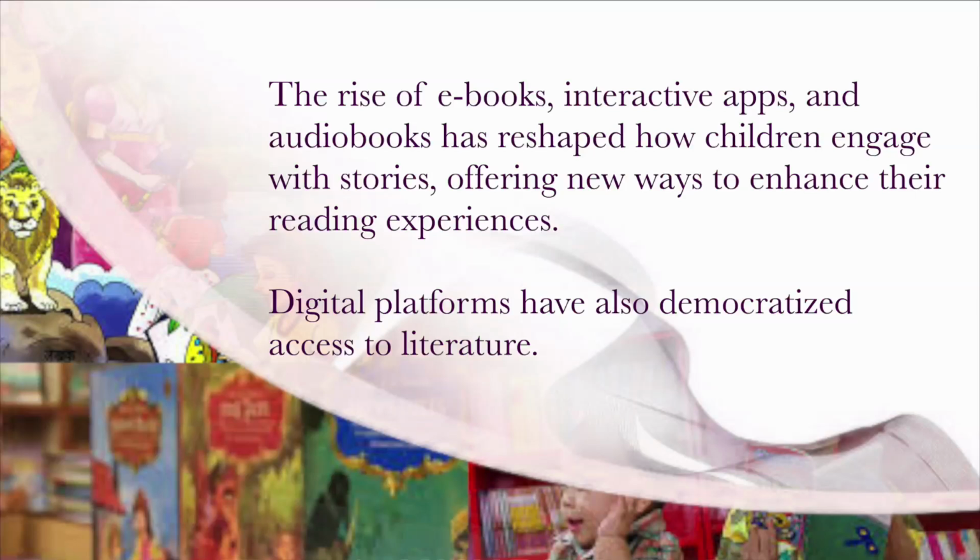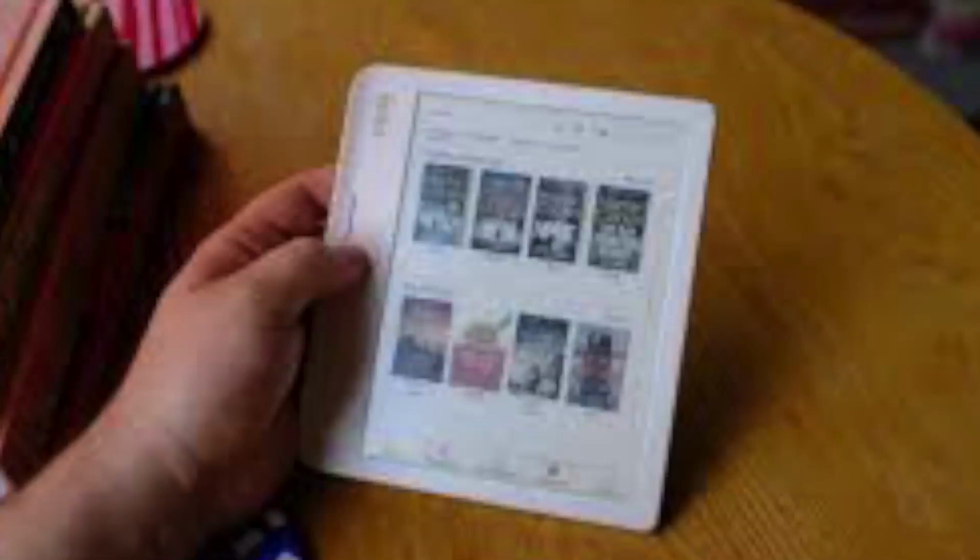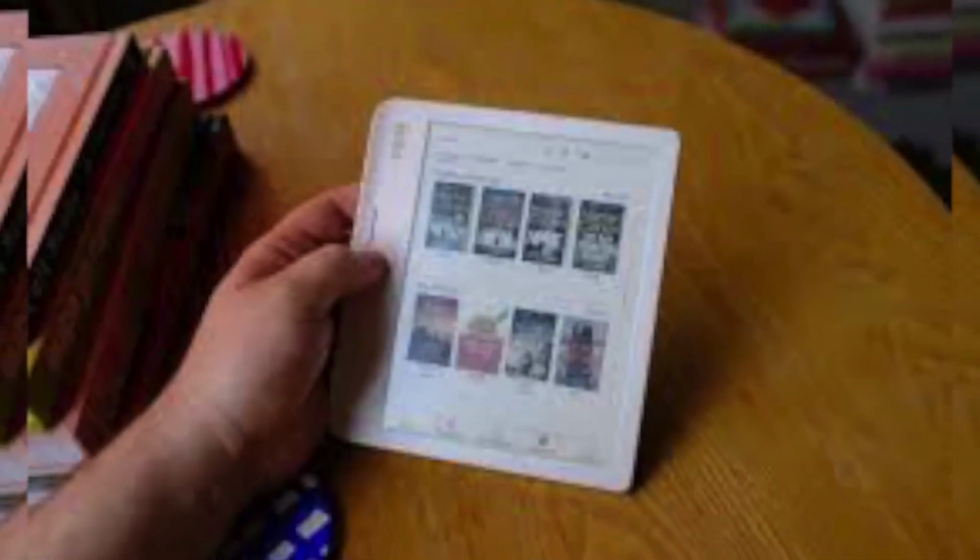democratized access to literature. Websites such as Storybears and Epic offer expansive collections of free or affordable digital books, ensuring that children worldwide have access to quality literature. This trend underscores the adaptability of children's literature to changing technological landscapes and reading habits.